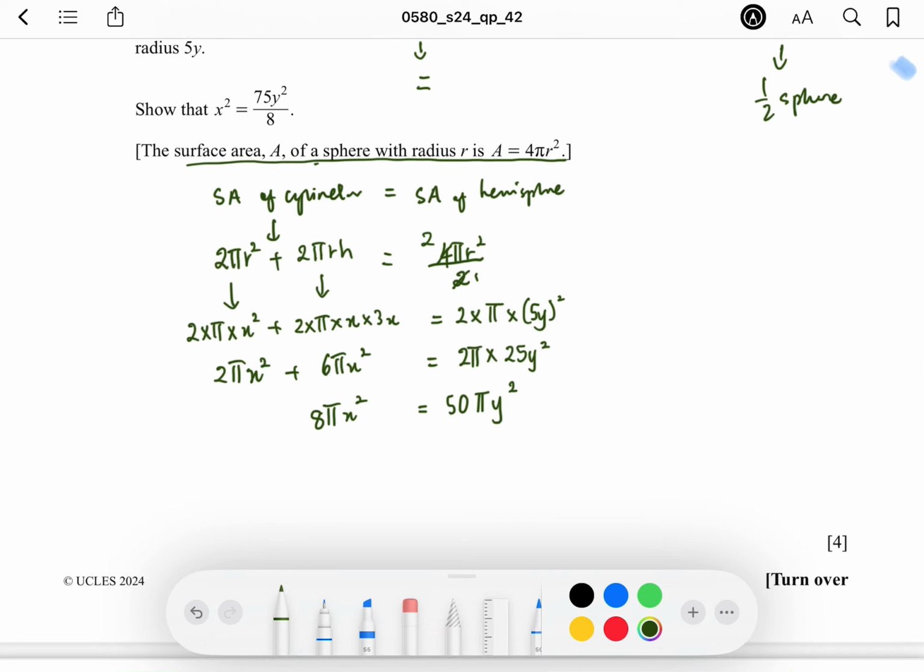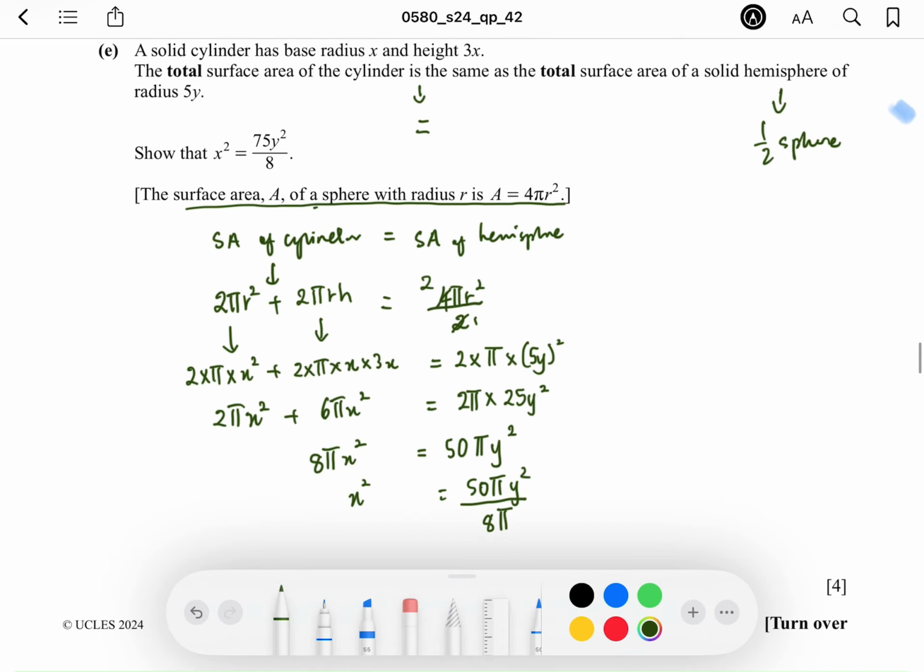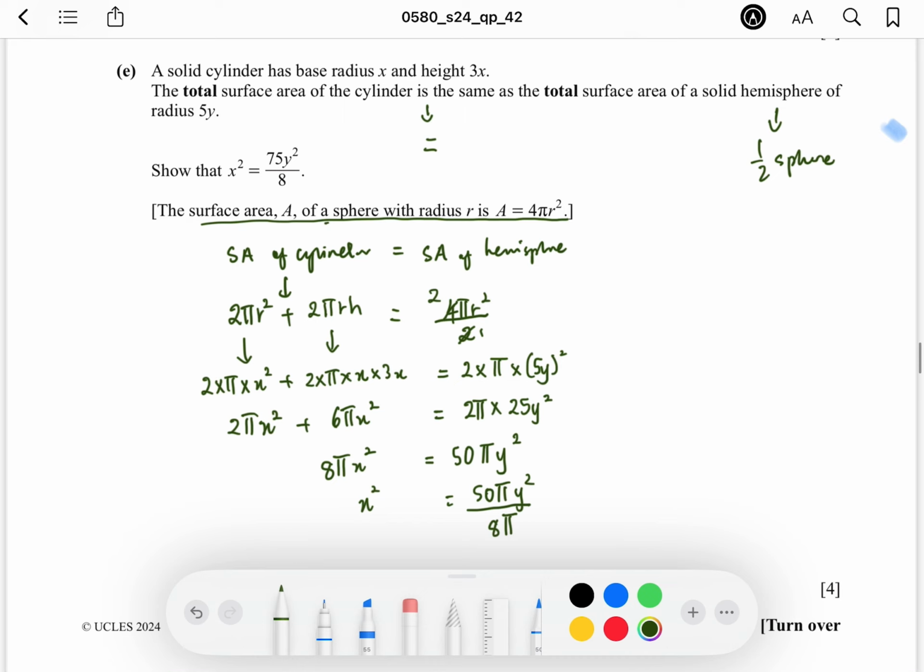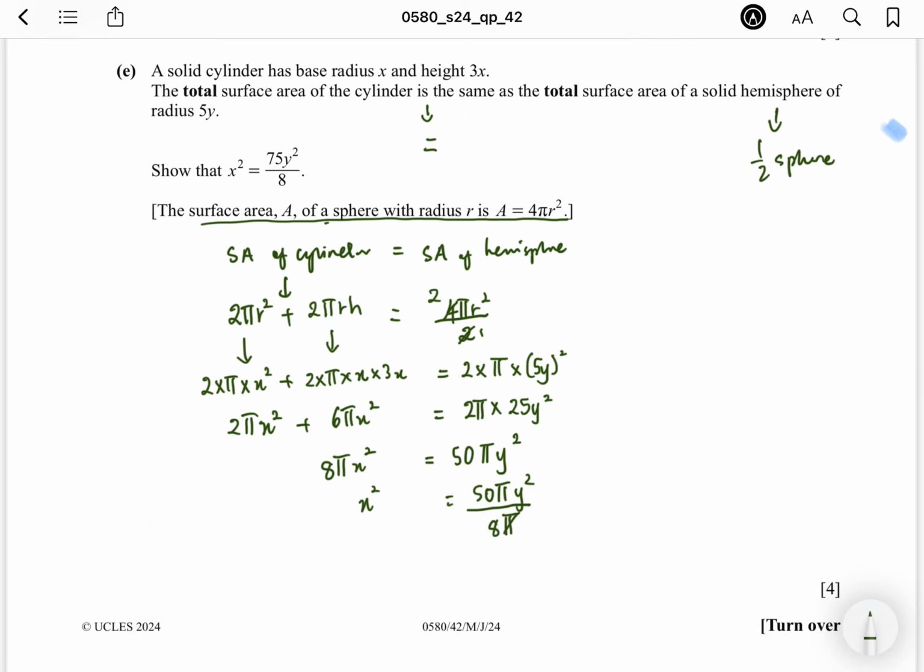X square. So x square divide 8 pi both sides. So 50 pi y square divided by 8 pi. Where do I go wrong? Where do we go wrong? Nampak ah? Because we can simplify pi. So it's 50y square over 8. Sedangkan kata ni kena suruh cari 75y square over 8. Berikut lagi. Apa salahnya?